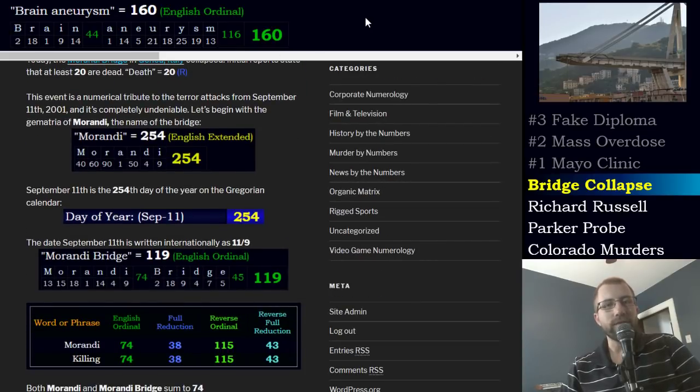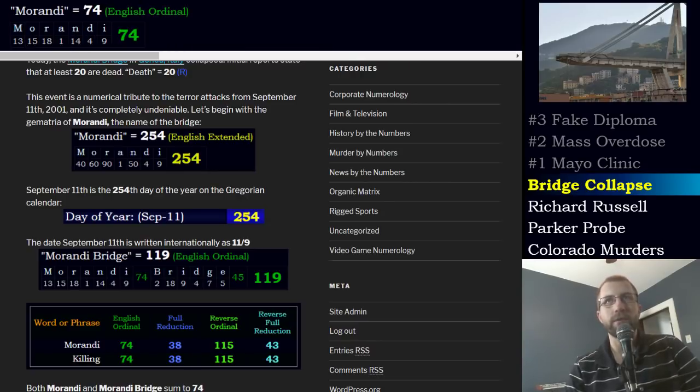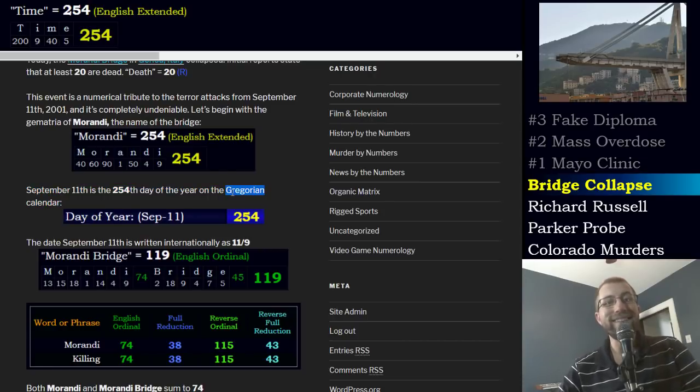So let's start with this, right? I'm just going to show you how this is an undeniable ritual that's related to 9/11. And these disasters, this perhaps one of the biggest disasters in Italy in recent memory, right? So certainly it's going to be coded similarly. So this was called the Morandi Bridge that collapsed. Morandi has gematria of 254 in English extended. And this is a significant number. Of course, time equals 254. The date, September 11th, is the 254th day on the calendar.